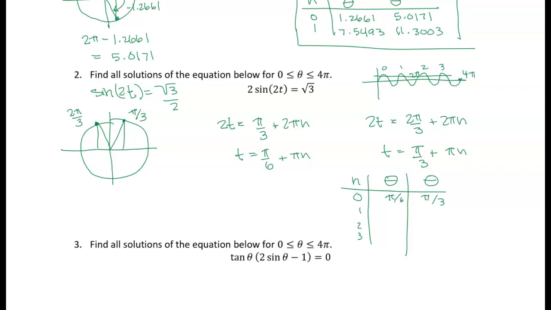All right, so when we do that, I'll just list it out here. 7 pi over 6 and 4 pi over 3, right? I'm just adding pi to either pi over 6 or pi over 3. If I add 2 pi, I get 13 pi over 6 and 7 pi over 3. If I add 3 pi, I will get 19 pi over 6 and 10 pi over 3. Okay, so there is my solution.